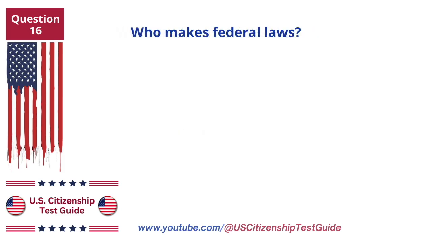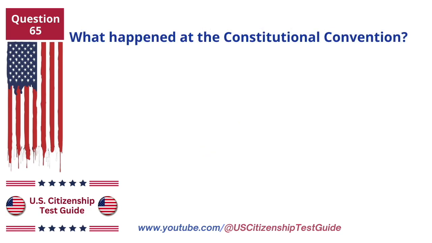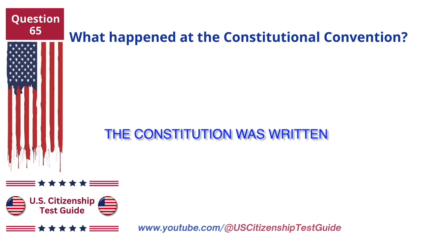Who makes federal laws? Congress. Who did the United States fight in World War II? Japan, Germany, and Italy. What happened at the Constitutional Convention? The Constitution was written.